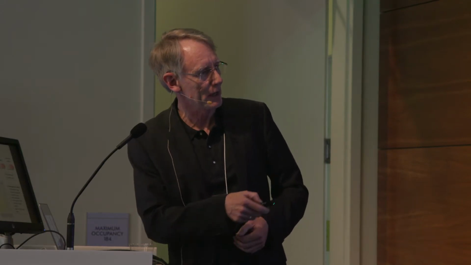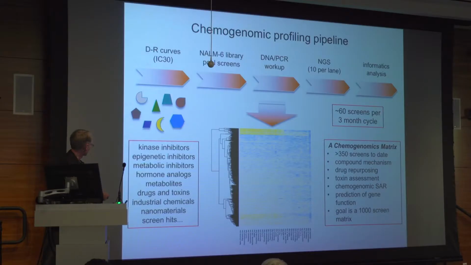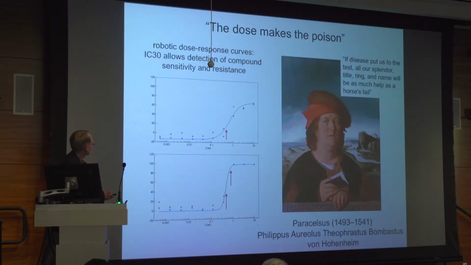So we've run about 350 screens to date across all manner of different compounds: kinase inhibitors, epigenetic inhibitors, metabolic inhibitors, and so on and so on. And I'll quickly run you through some examples of these.